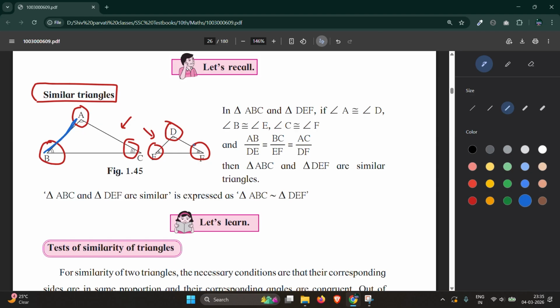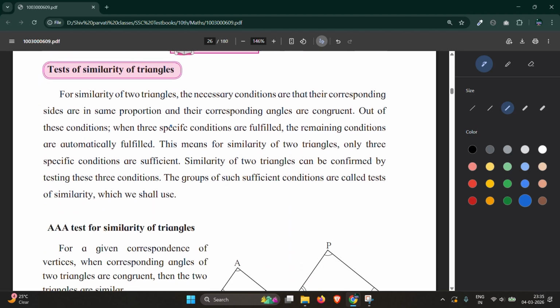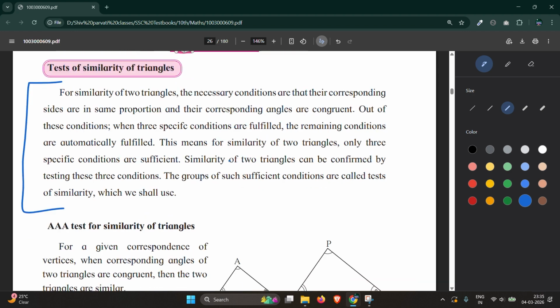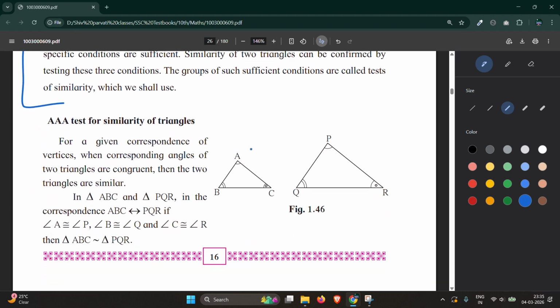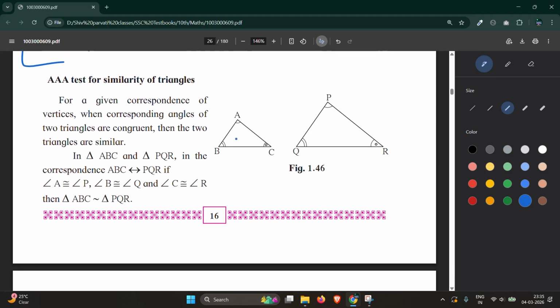So this ratio over here, AB upon DE, will be equal to the ratio of any other side. So let's say BC and EF, so BC upon EF. That is just to say that all the sides are growing in the same ratio. That is by definition what similar triangles are. Now in this chapter specifically, we are going to learn three tests that we can use to find out if two triangles are similar.